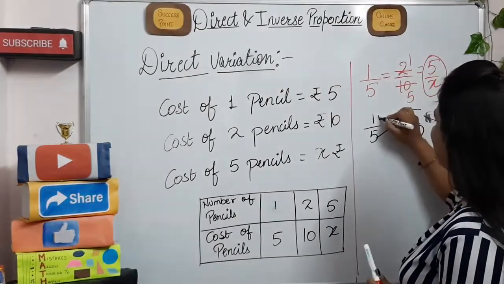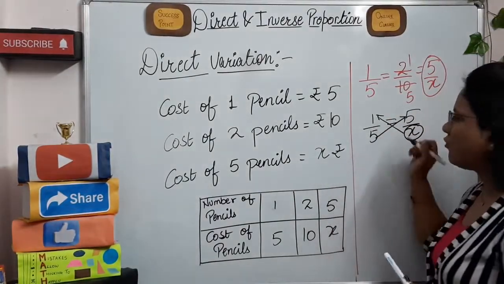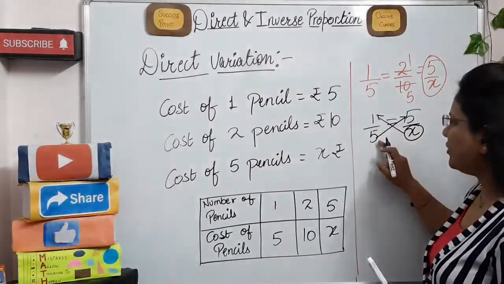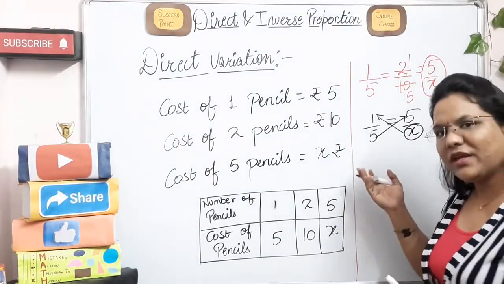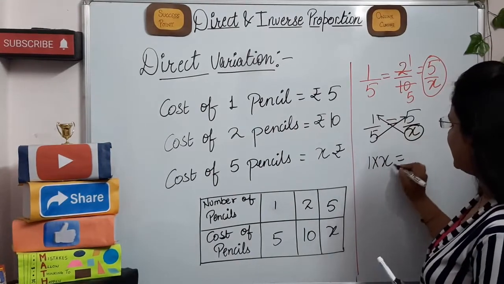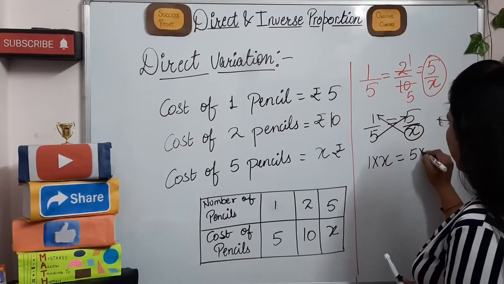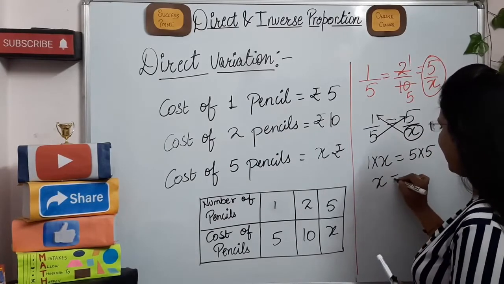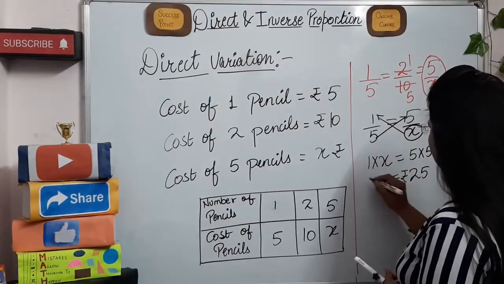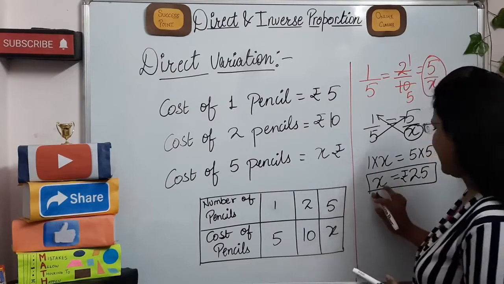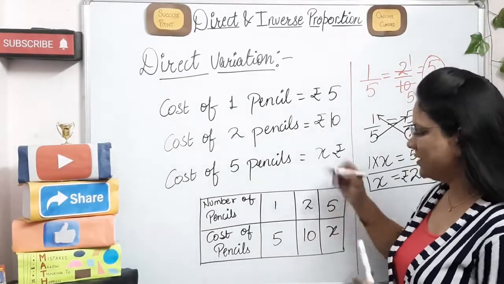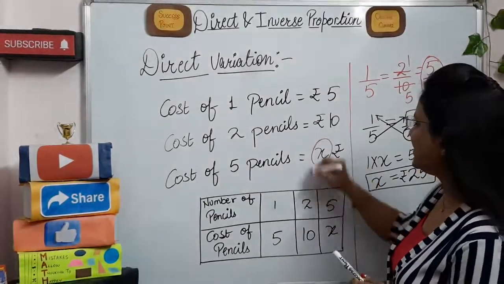Okay guys. So let's cross multiply. How to cross multiply it? The denominator value will go up on this side, and on this side also the denominator value goes up. Okay. So let's multiply. 1 into x equals 5 into 5. So 1 into x will become x, and 5 into 5 is 25. Yes guys? So the value of x is 25. That means the cost of 5 pencils is rupees 25. Now we are getting our answer.